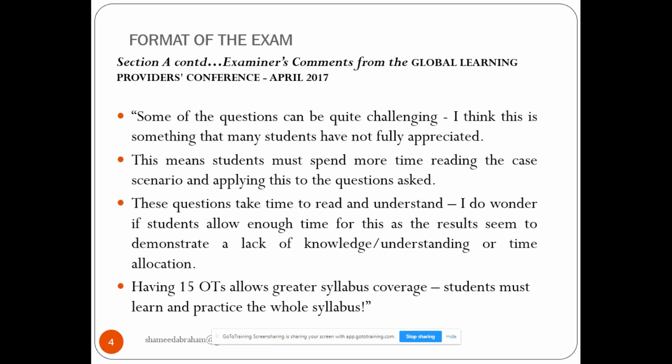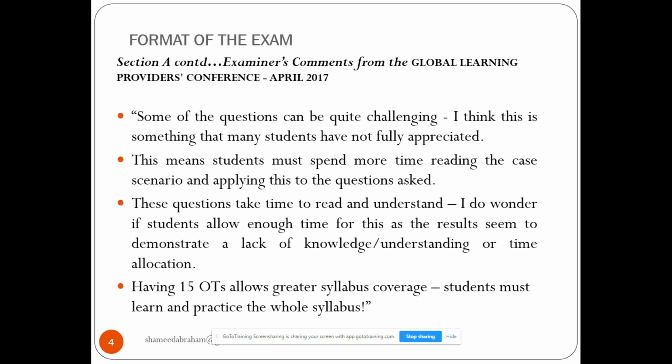The examiner is also saying that these questions take time to read and understand. And again, what I had just been hinting at, that students are not allowing enough time for this part of the exam. These questions require knowledge. To be successful in the F8 exam, you ought to have a 50% split of knowledge and application skills. So these questions require you to know all areas of the syllabus.